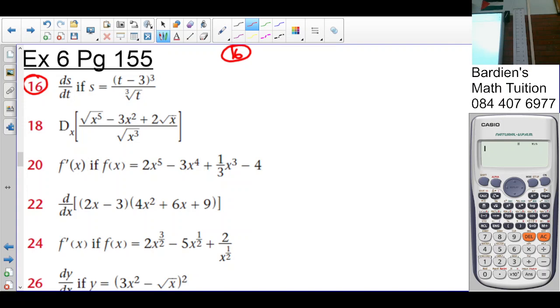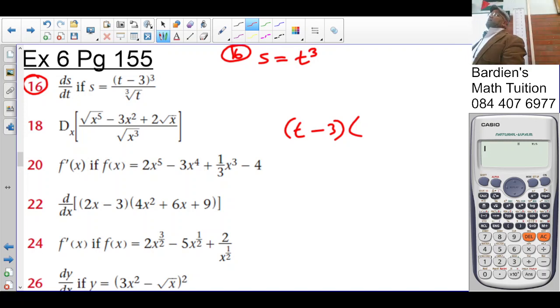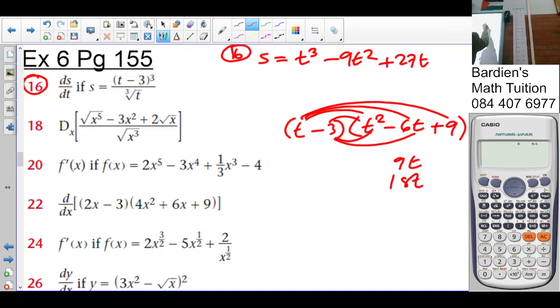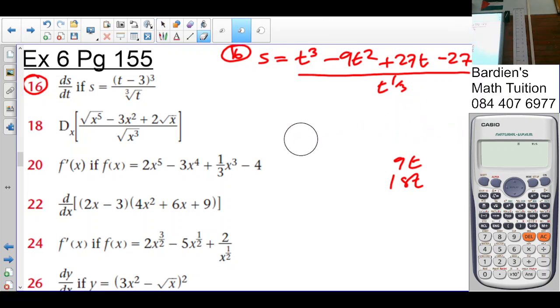So ds over dt, the derivative of s with respect to t. So s is going to, if I cube that out, I get t cubed. Nope, I don't want to make a mistake. This is t minus 3, anyway, that's going to be t minus 3 times t minus 3 squared. Not so. So t minus 3 squared is going to give you t squared minus 6t plus 9. So you multiply this out, I get t cubed minus 6t squared minus 3t squared is negative 9t squared. Then 3t times 9 is 9t, plus 18t is 27t, minus 27. And this is all over t to the third. Okay, you all okay with that?